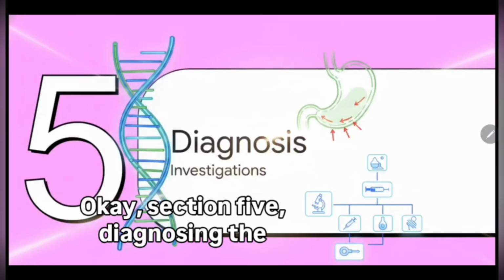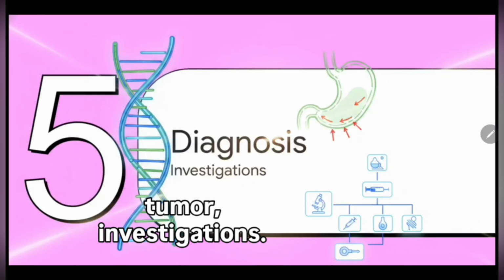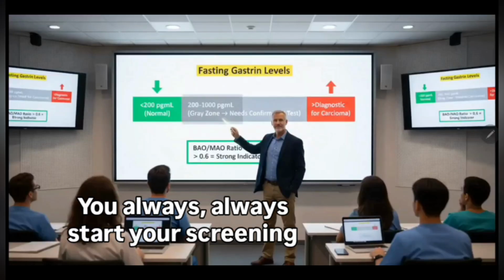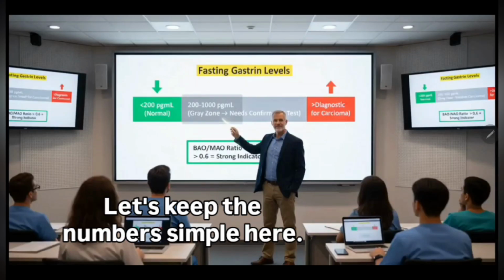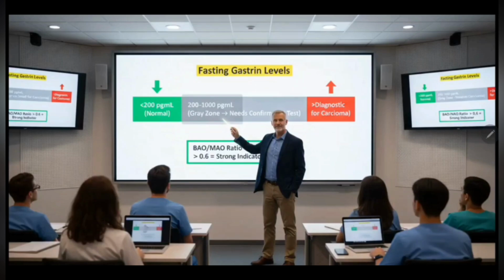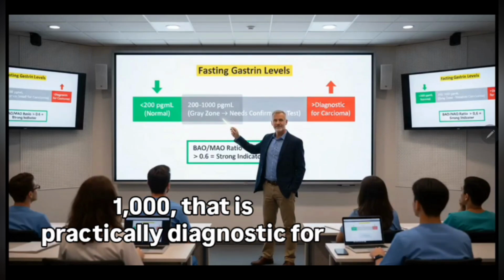Okay, Section 5. Diagnosing the tumor, investigations. We have our strong clinical suspicion now, so how do we prove it? You always start your screening with fasting gastrin levels. Let's keep the numbers simple here. If it's under 200 picograms per milliliter, it's normal. If it is massively elevated, say over 1,000, that is practically diagnostic for gastrinoma.